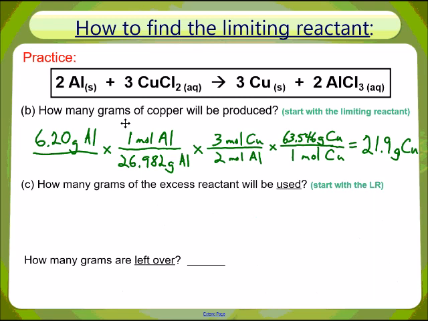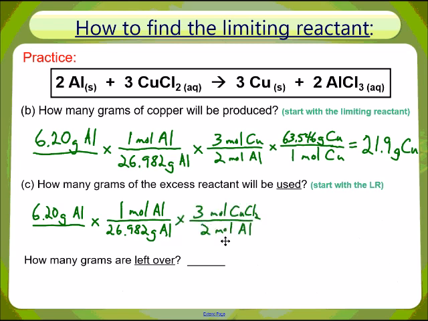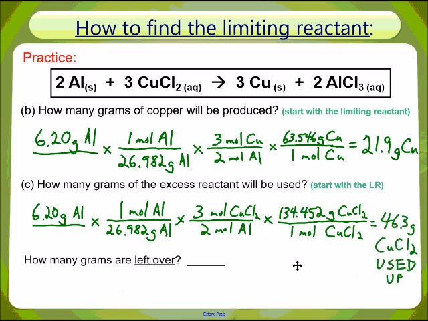Now, part C, they ask how many grams of the excess reactant will be used. We can figure this out too. Again, we start with our limiting reactant, 6.20 grams of aluminum. We know that's the one that's going to run out, so it's the most important. We convert it to moles of aluminum again. Now, this time, instead of converting to moles of copper, I put in how much of the excess reactant we need. So copper chloride is going to go on top. So 2 moles of aluminum needs to react with 3 moles of copper chloride. At the end, I put in the mole to mass conversion for copper chloride to see exactly how many grams of it we're going to use. Multiply across the top, divide by the bottom. We will need 46.3 grams of copper chloride.